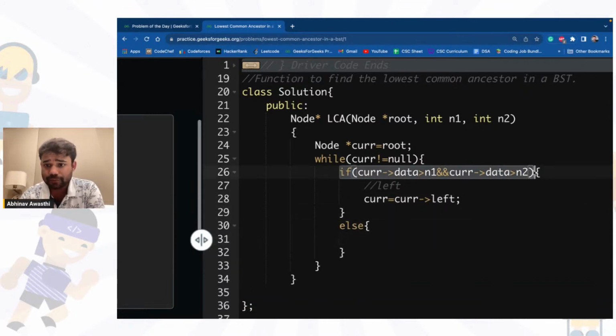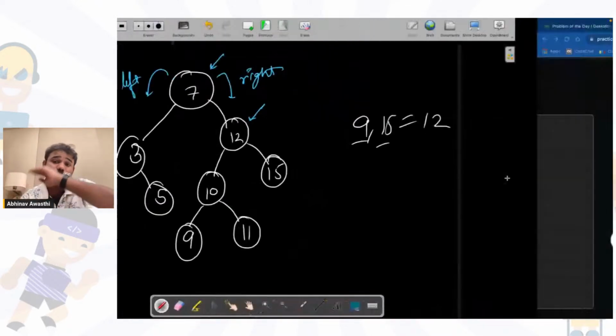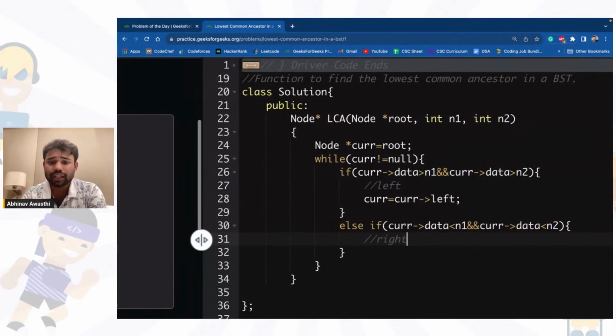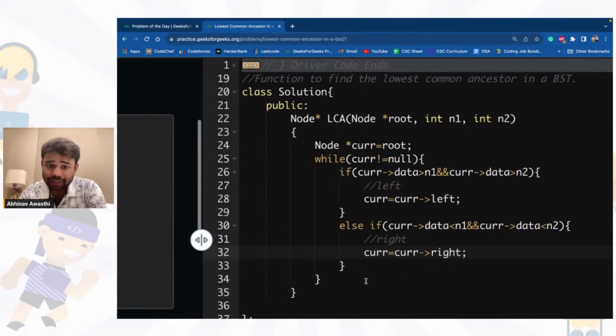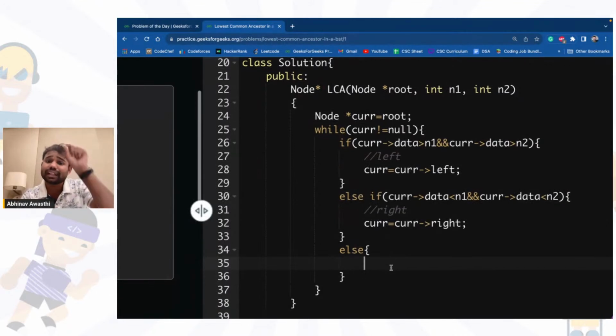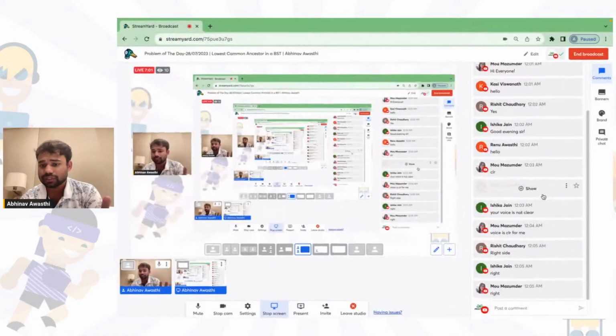Else if they both are greater, just like in this case, when they both are greater, we will go on the right side. And in the else case, if one is less and one is greater, that means that is the answer. Simply return the current. That's the basic thing, a very basic question.